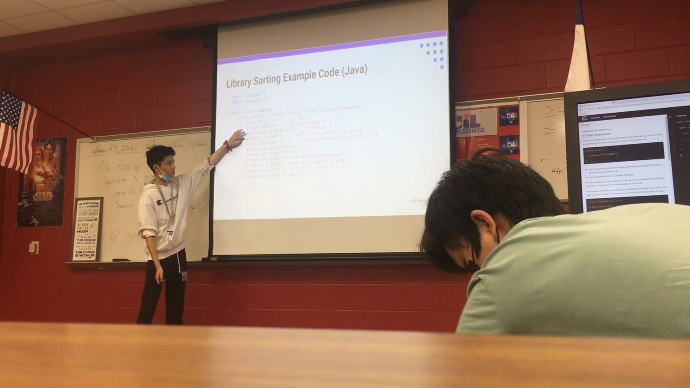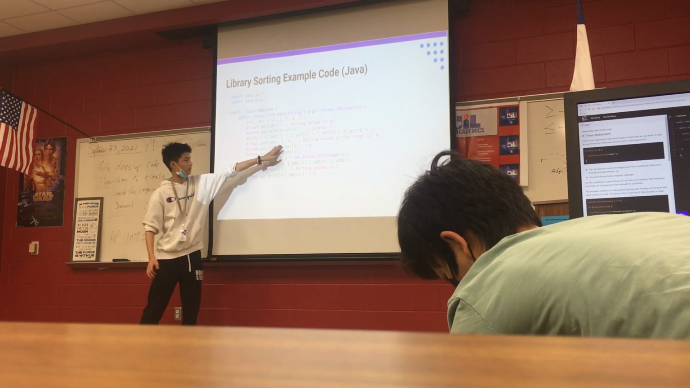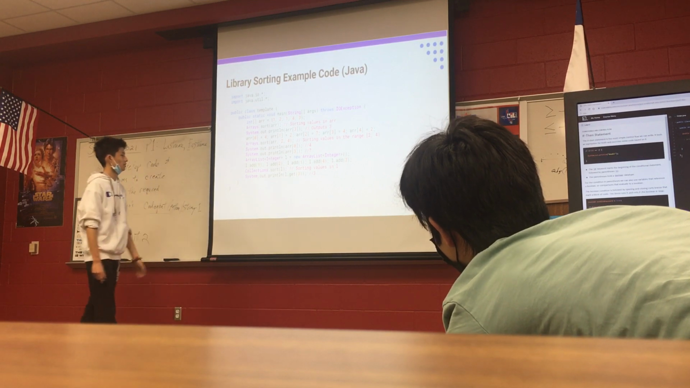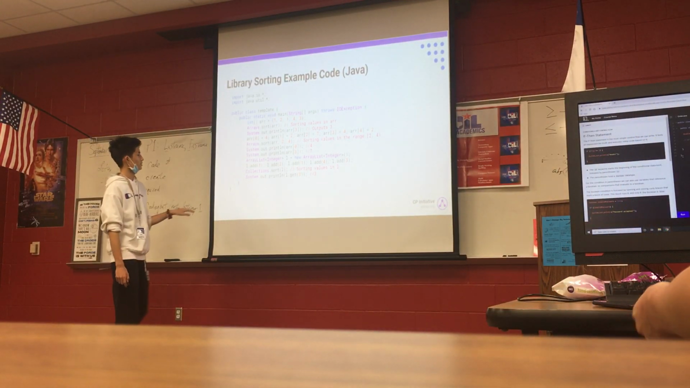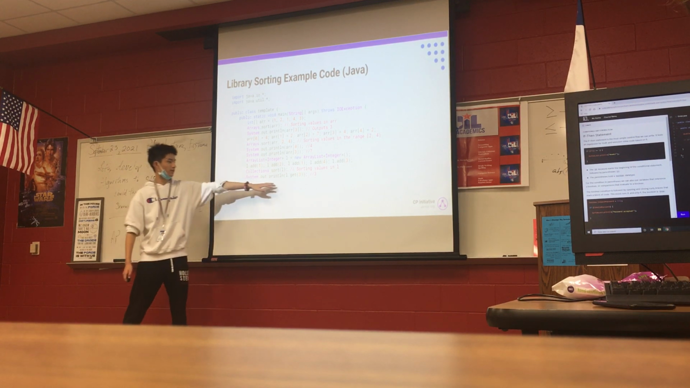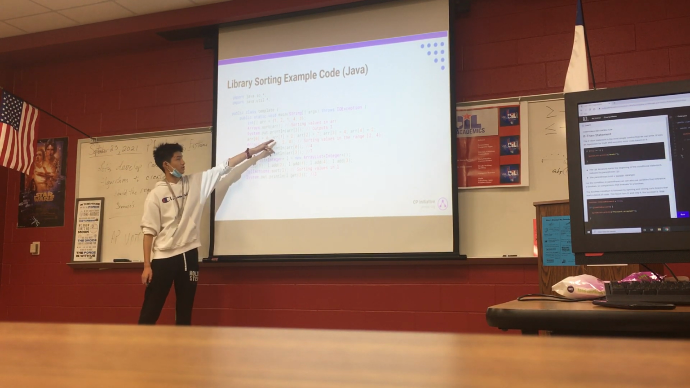Then here is an example of sorting specific ranges. This would go from index 2 to index 4. You don't have to memorize these, you can just search them up and find them. And remember, for array lists, to get an index you have to use .get instead of just the brackets.